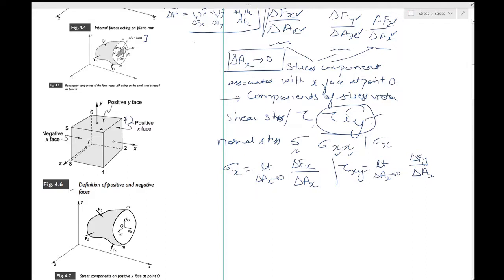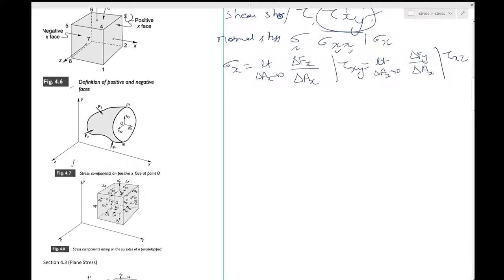Now please do not forget this figure. All these delta fx, delta fy, delta fz and delta ax are found in figure 4.5, so please keep this in mind when you write all this over here. And similarly, you can have a tau xz, which will be the limit of delta fz by delta ax, with delta ax tending to 0. All these three stress components are shown in this figure, which is 4.7.